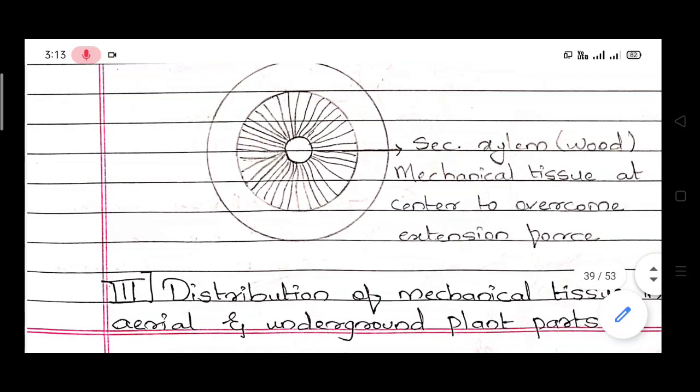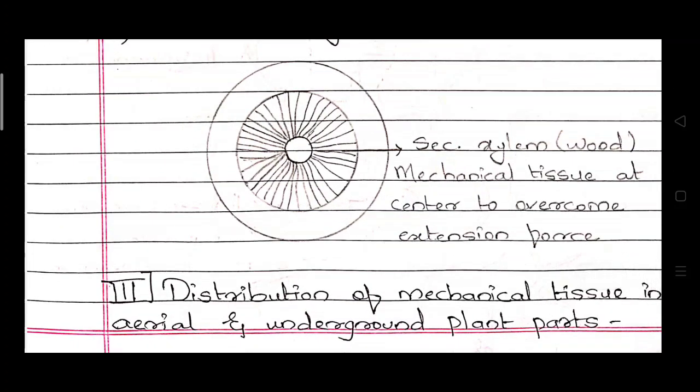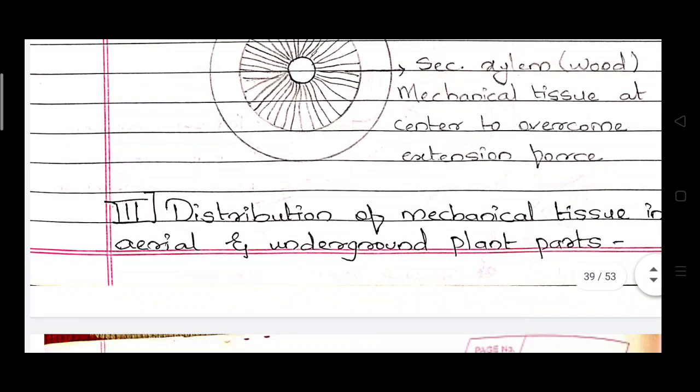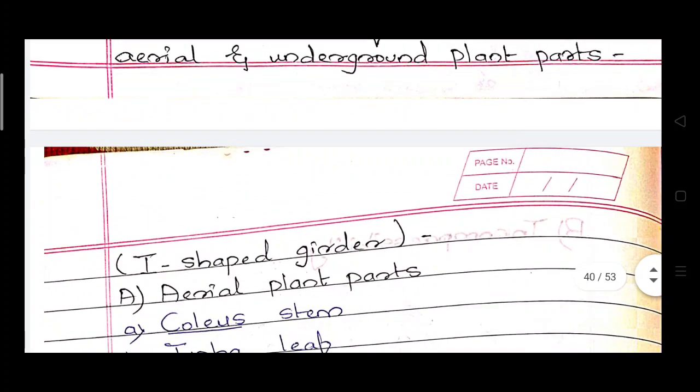So these are the three principles involved in the mechanical tissue system. The first is inflexion, then incompressibility, and inextensibility. Then we discuss the distribution of mechanical tissues in aerial and underground plant parts. How is this mechanical tissue system developed or distributed in aerial and underground plant parts, or the eye-shaped girdle? Let's discuss.